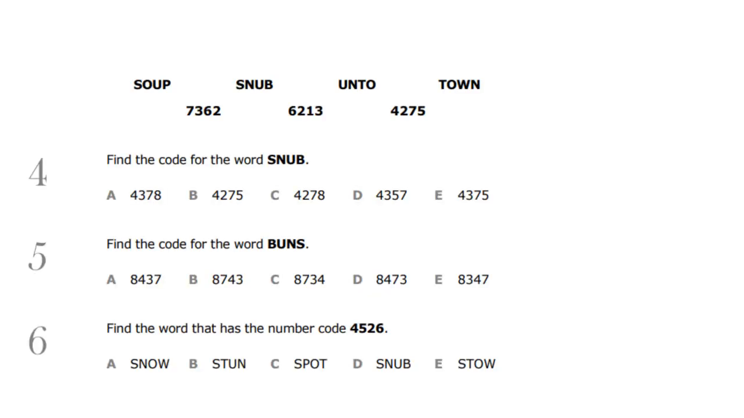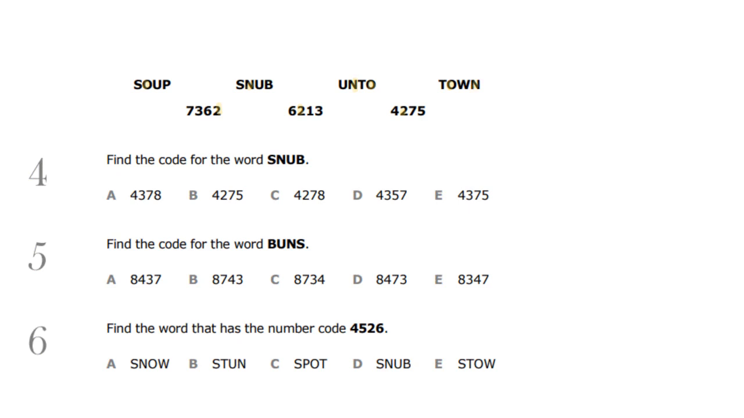Question 4, find the code for the word snub. So this is quite a tricky one, because if you look at the number 2, we have the number 2 in second position twice and last position once. And we have the letter O in second position twice and in last position once. But we also have the letter N in second position twice and last position once.